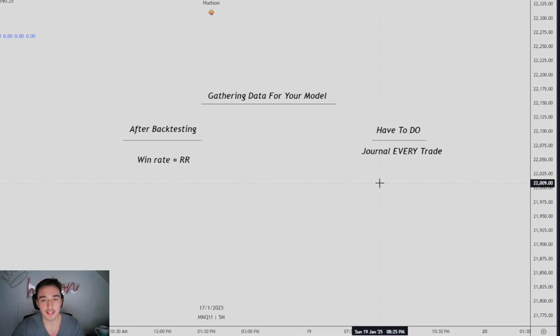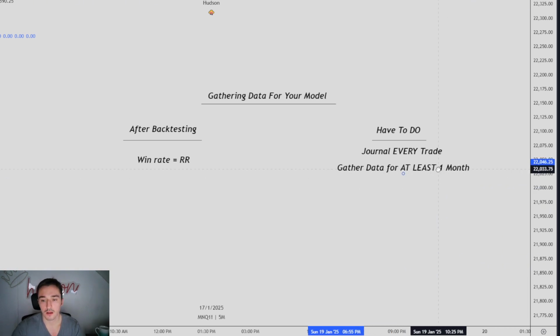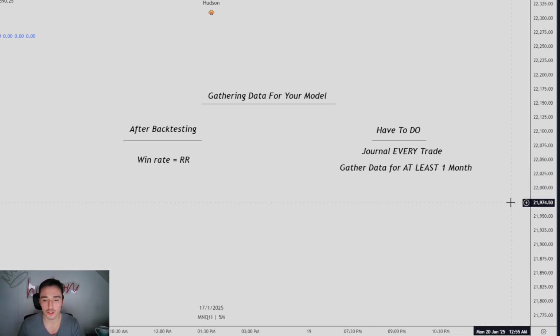All right, so the next thing you have to do is gather data for at least 1 month, right? Don't just do 2 weeks, don't just do 3 weeks. You have to do a full month of data in the live markets. Okay, so if you have your model and you're trading, you have to have a full month's worth of data for at least a month. Don't just do a couple weeks. Even 2 months would be good, right? So gather a month's worth of data.